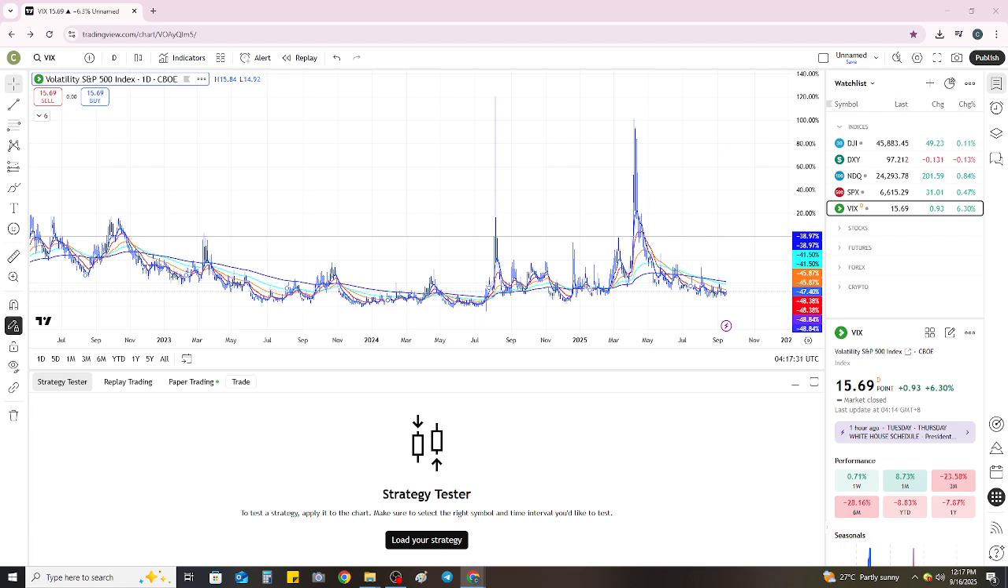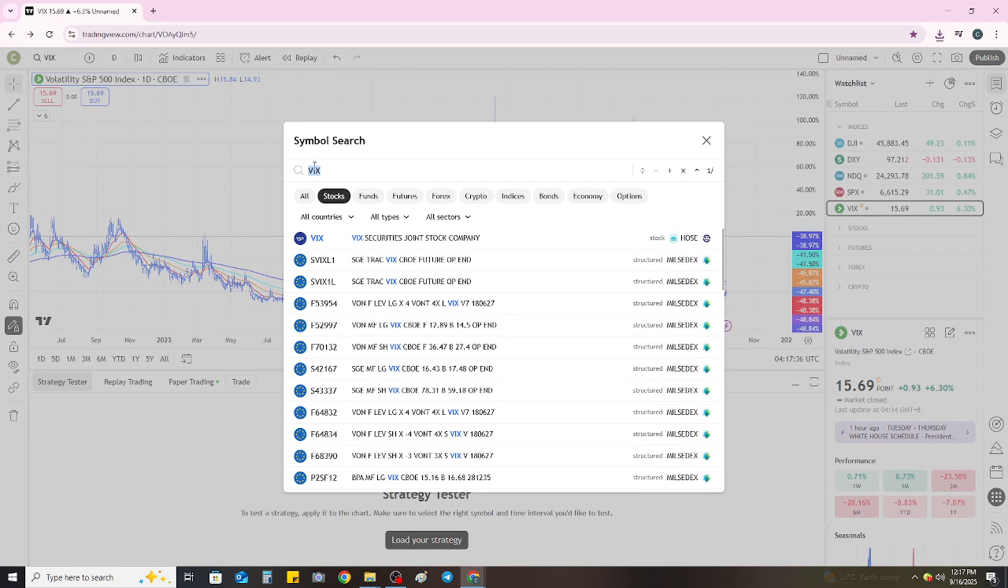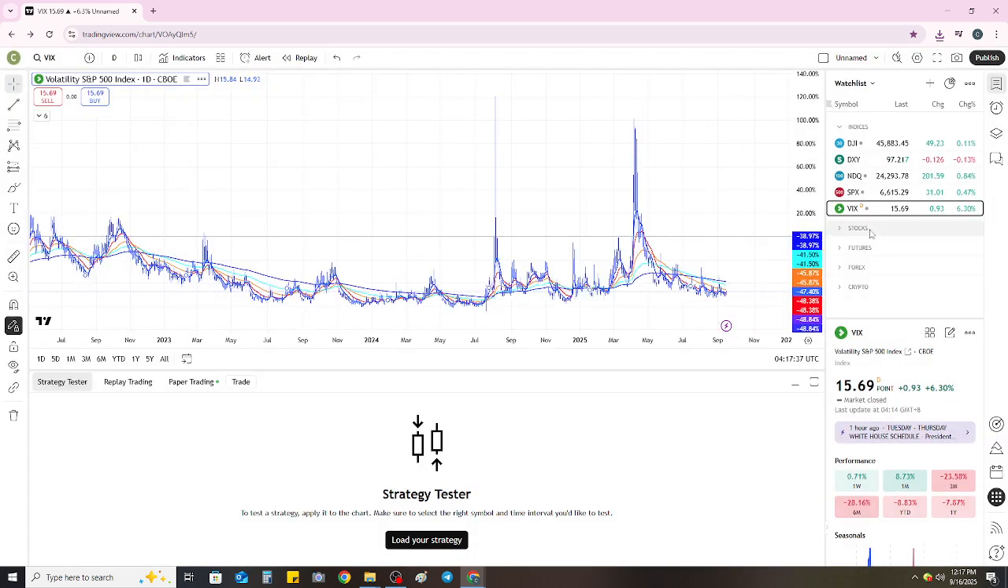Once you've logged in, you'll want to open the chart of the Forex pair you're looking to analyze. This could be commonly traded pairs like EUR USD, GBP USD, or any other of your choice. The platform offers a clean interface, making it easy to pick out exactly what you're looking for.